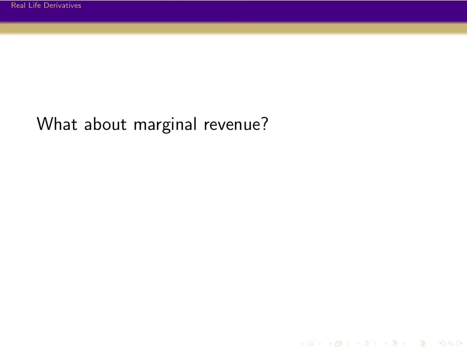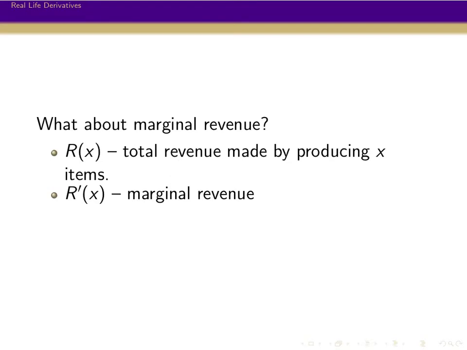Okay. So we've been talking about the cost function. When we talked about the cost function before, we also talked about the revenue function. So is there such a thing as marginal revenue? And what exactly does that mean? Okay, so what about marginal revenue? Well, we let R of x be our revenue function. So this is the total revenue made by producing x items. Well, then going through the same idea as marginal cost, to get the marginal revenue, we just take the derivative of that. So R prime would be the marginal revenue.